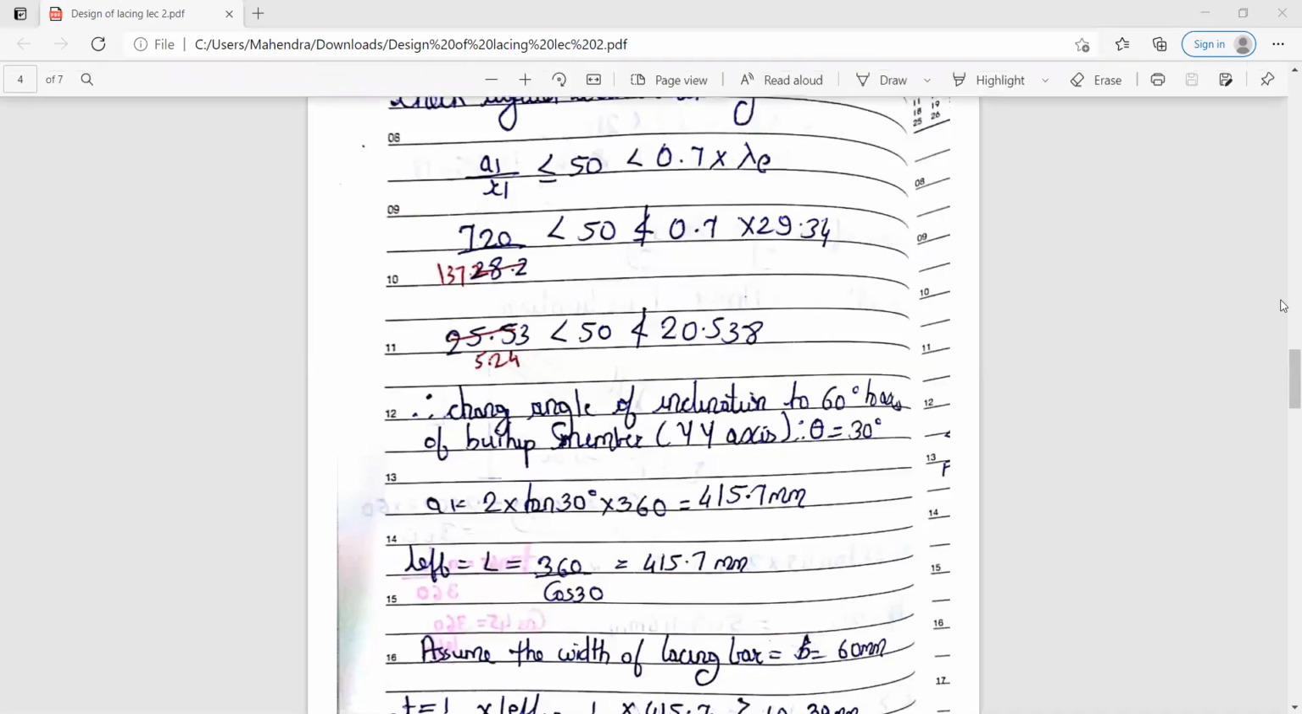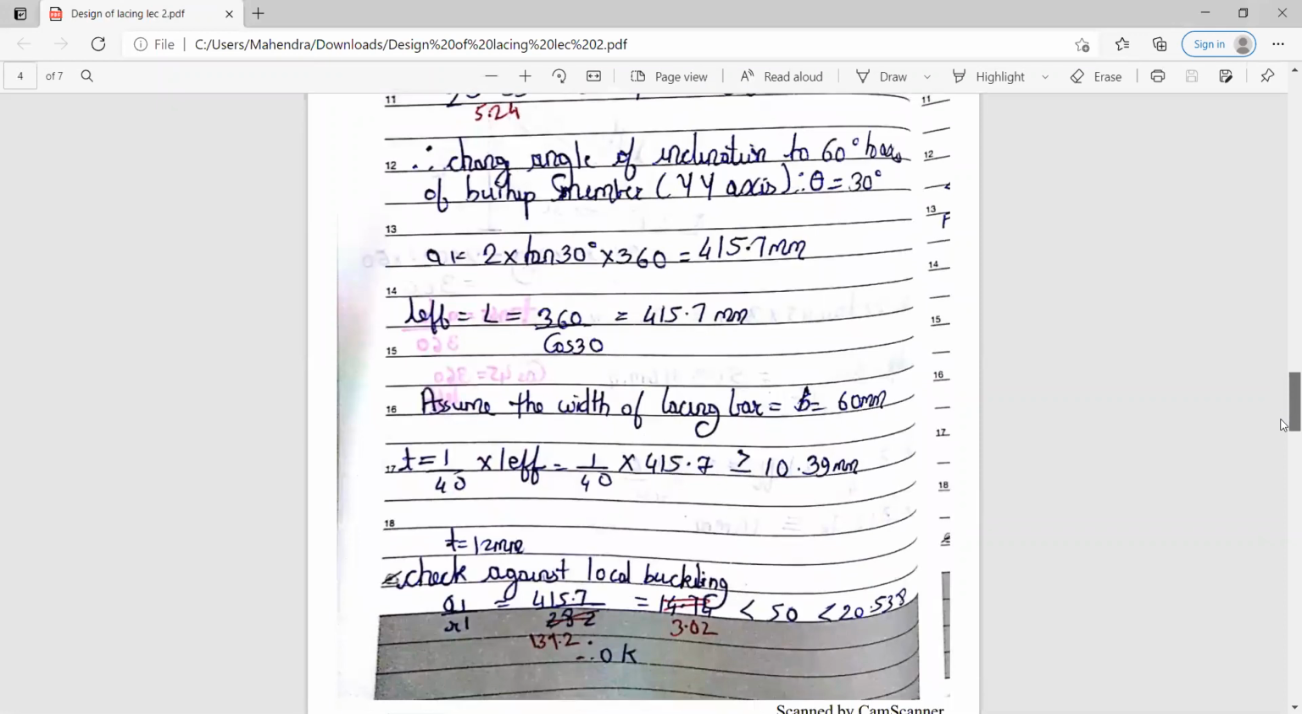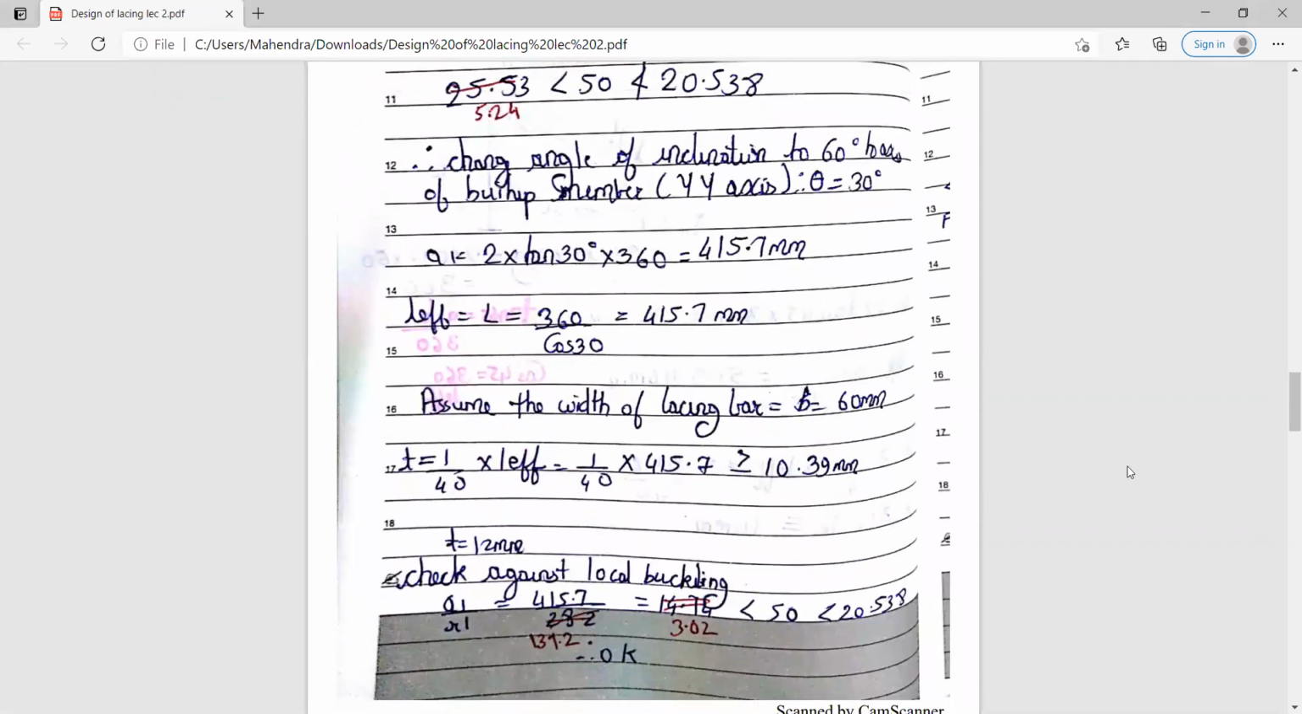So now you need to assume the width of the lacing bar as 60 mm. Then you need to calculate the thickness of the lacing bar again. Thickness of the lacing bar is 1/40 into L effective, so it is greater than 10.39 mm. So the value you get is 10.39 mm, and you can take it as 12 mm.